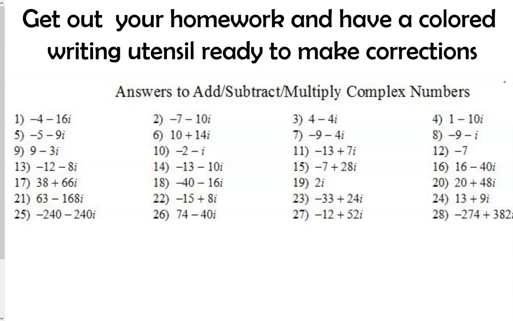Okay, so check your answers with what I have up here. If you have any questions about any of these particular ones, you can send me a message and we can work through them together. But this is what you should have gotten from that last assignment. All right, we're going to move forward.